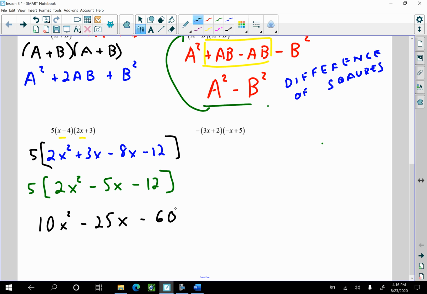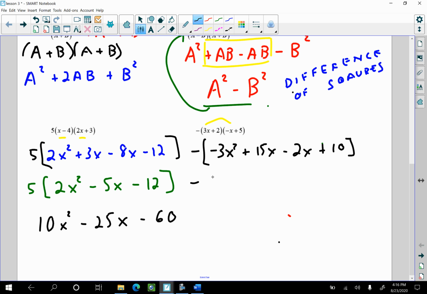This one here is going to be a little bit confusing for some students, but you're going to go about it the same way. You're going to multiply these binomials first. Then we'll run through the negative sign. So this is going to be 3x times negative x, which is negative 3x squared. Then I have 3x times 5 is positive 15x. 2 times negative x is negative 2x. And 2 times 5 is 10.